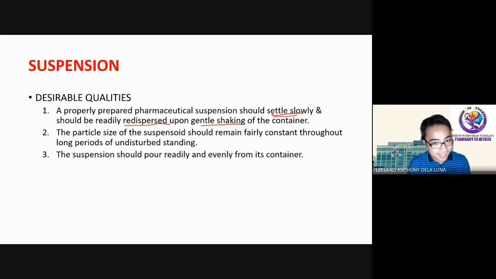Now, class, in reality kasi, the problem with suspensions is, sometimes, class, nagkukumpul-kumpul siya. Okay? They form into agglomerates or aggregates. Okay? So nag-aggregate sila, class. At minsan, yung aggregation na ginagawa nila is medyo matigas. Kaya nangyari, class, mahirap siyang i-redisperse. You need to put a lot of force para lang mag-redisperse sila. And that's a good sign, class, na hindi maganda yung pagkagawa sa suspension. Kasi again, a suspension should be easily redispersed upon gentle shaking lang. And the suspension should pour readily and evenly from its container.